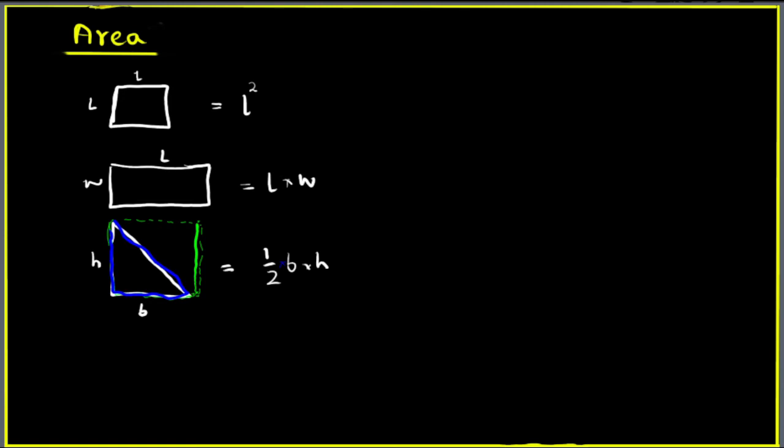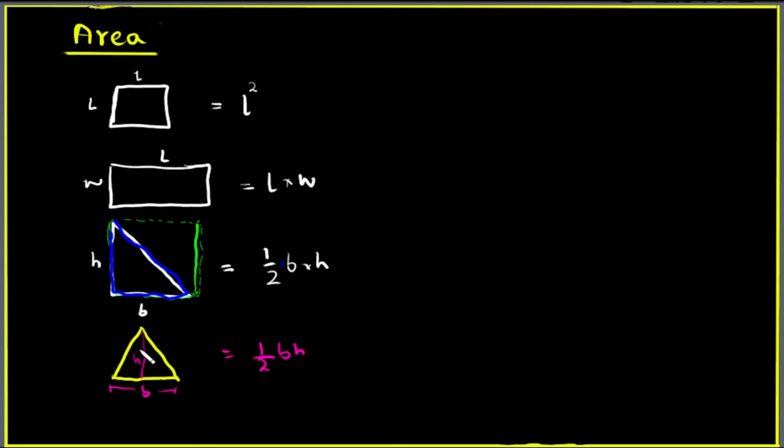And triangles could actually be in different shapes as well. Something like this is also a triangle, and this will also have some height and some base length, right? And the formula for area is going to be once again 1 over 2 base into height.